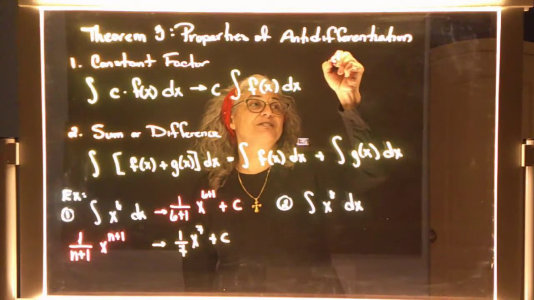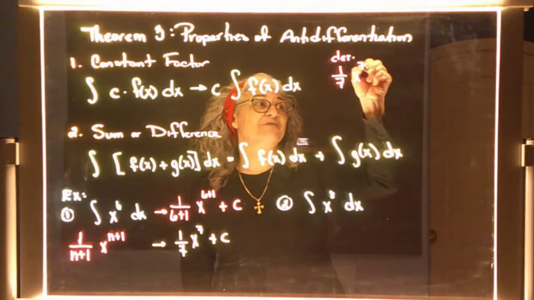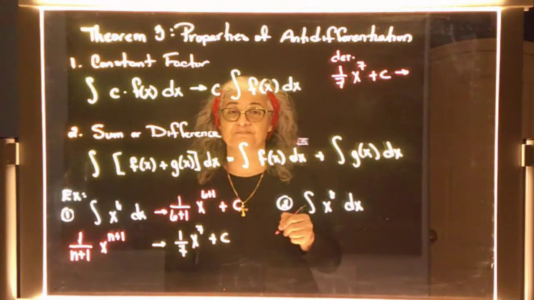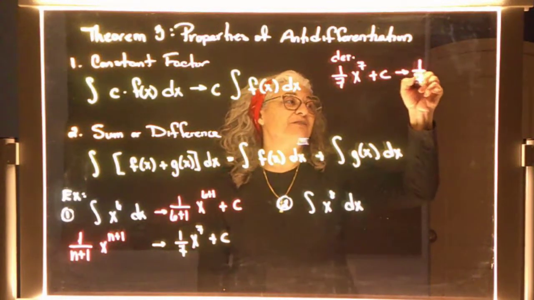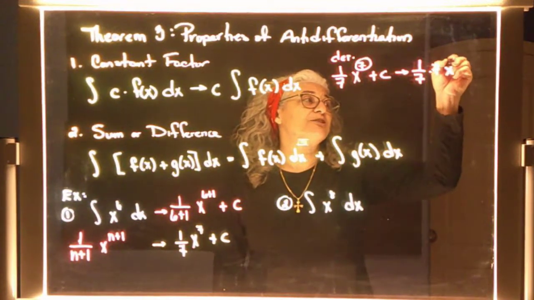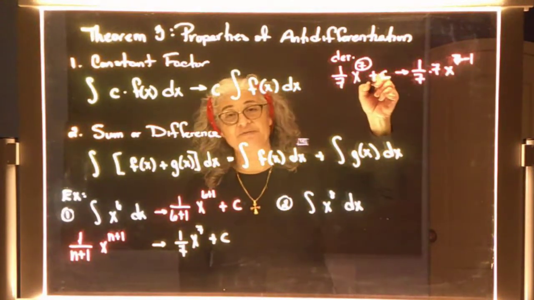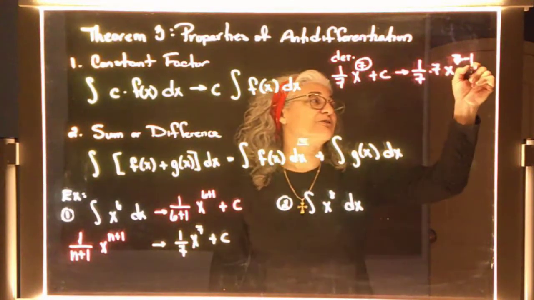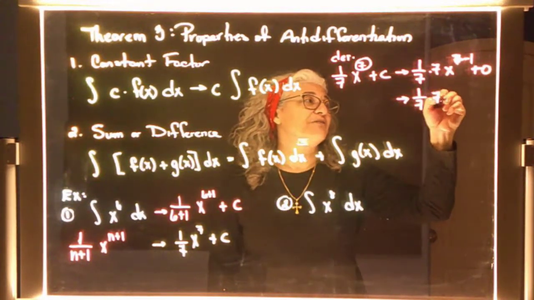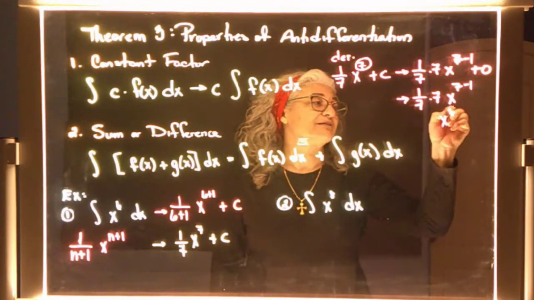If they ask me to take the derivative of 1 over 7, x to the 7th, plus some constant c, what's the first thing I do to take its derivative? Yeah, I'm going to take the 1 7th. I'm going to bring this power down, and then I'm going to subtract by 1, aren't I? Let me just write 7 minus 1. And the derivative of a number is just 0, so that's not going to do anything. So I've got 1 over 7 times 7 times x to the 7 minus 1, which gives me x to the power of 6.